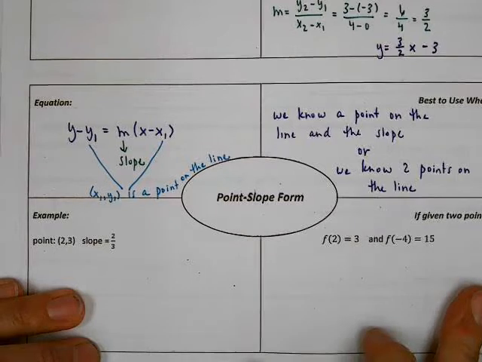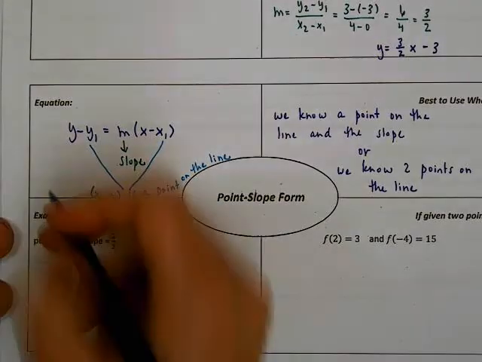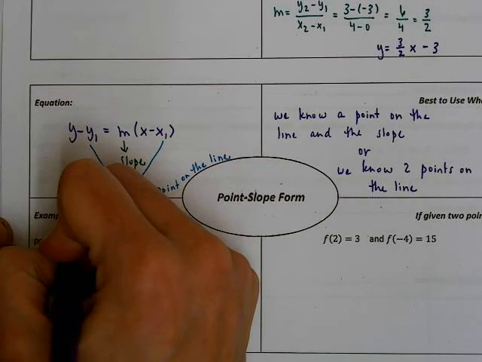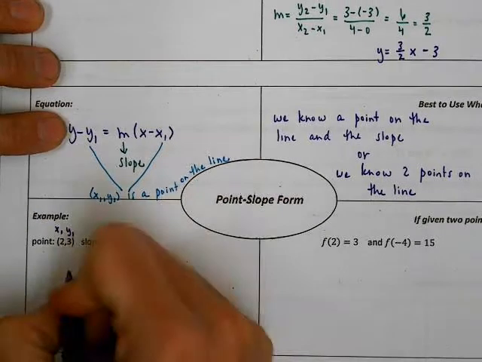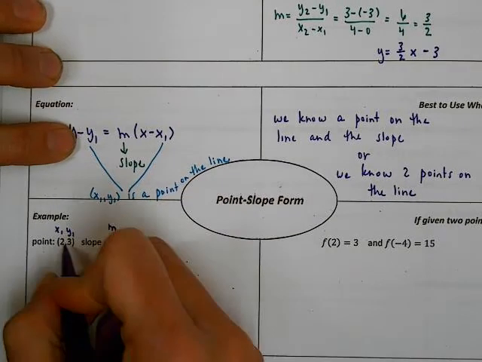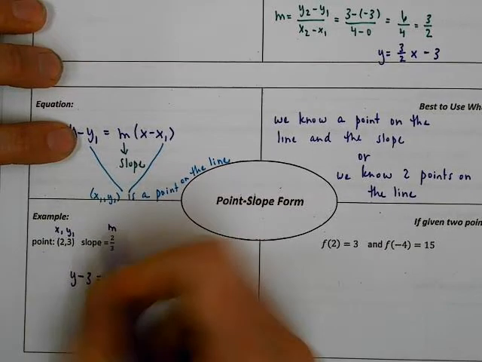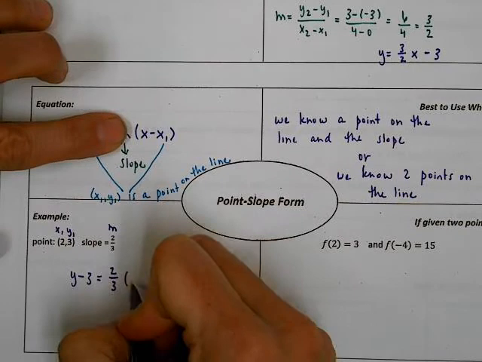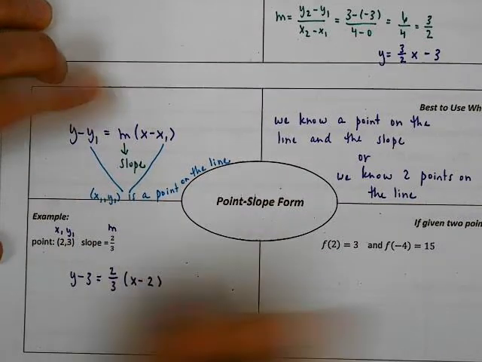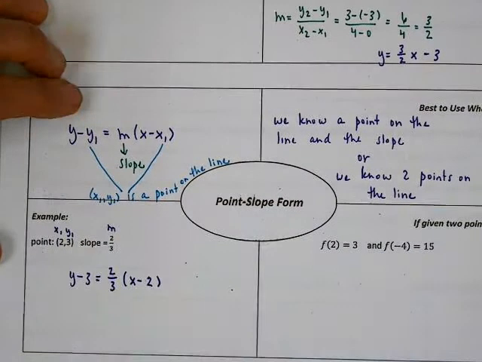So for example, if they tell us a point and a slope, I know I've got my x1, y1, and I've got my m, so I'm going to plug it in. I have y minus, y1 is 3, equals our slope, which is 2 over 3, and then x minus x1, which is 2, would be our equation.